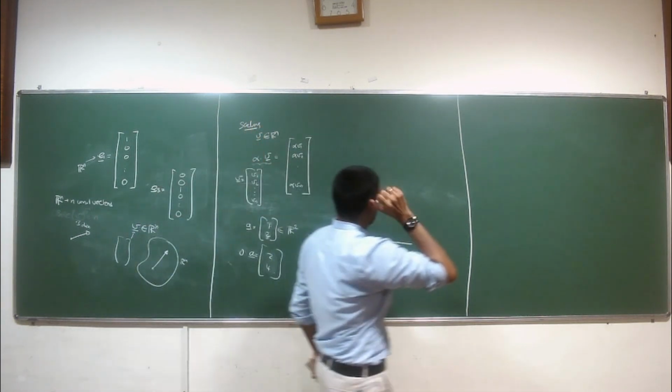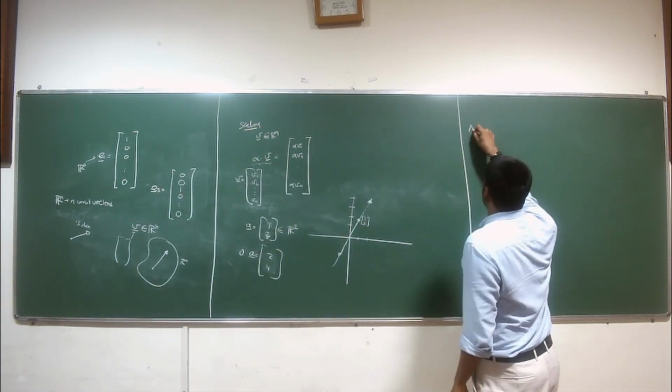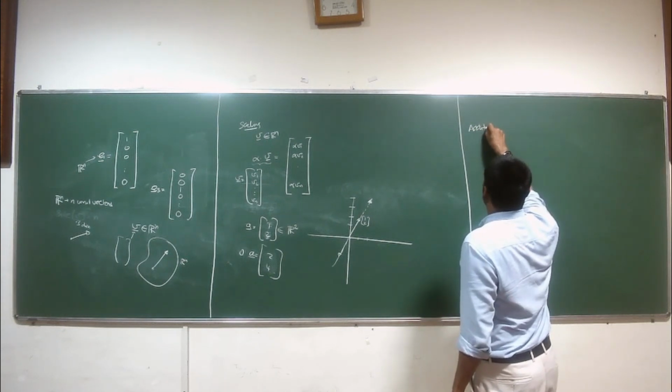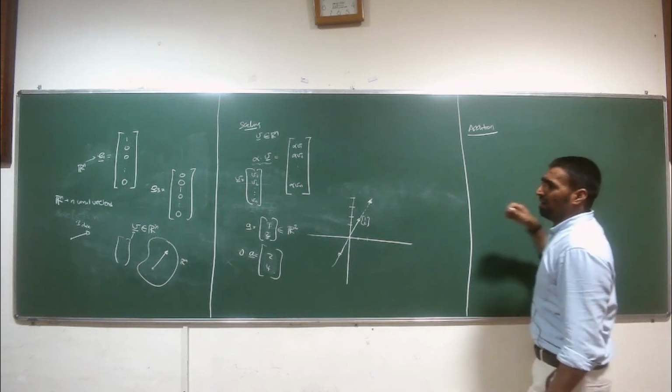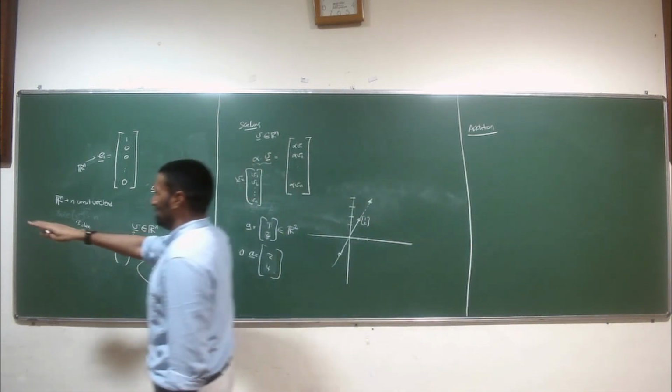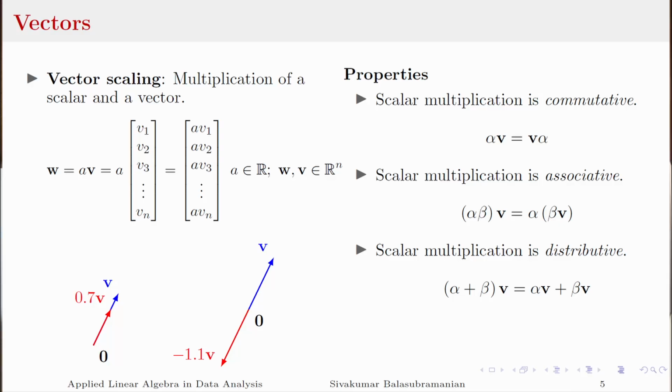Scaling, right? And another useful operation is this operation of addition. Addition of two vectors. Before we move on, I should also point out some of the properties that scalar multiplication satisfies. Again, standard: commutative, associative, and distributive. These are again things you remember, which is again straightforward.